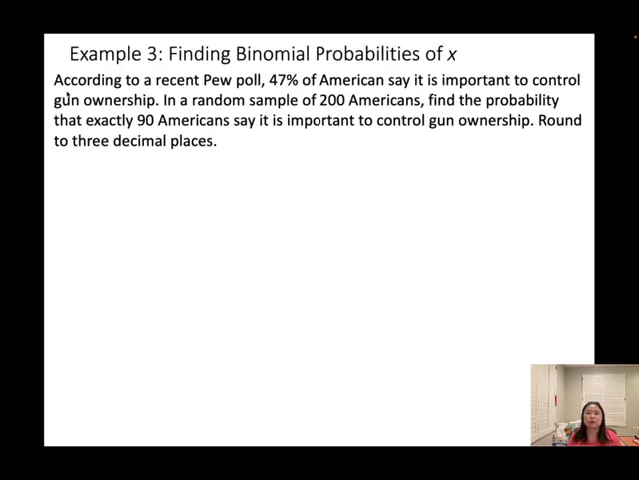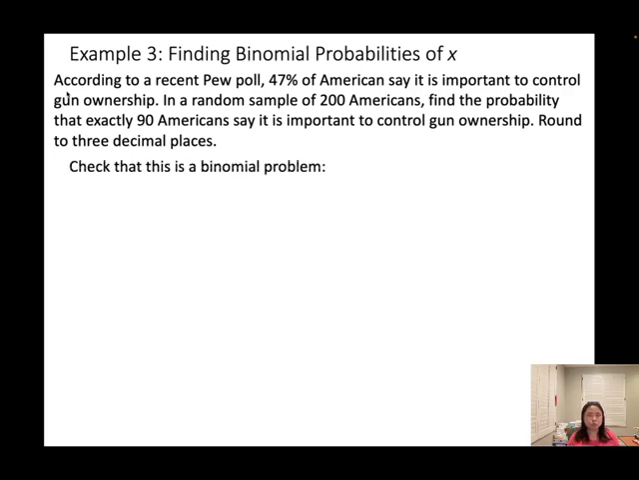Okay, example 3, finding binomial probabilities of x. According to a recent poll, 47% of Americans say it is important to control gun ownership. In a random sample of 200 Americans, find the probability that exactly 90 Americans say it is important to control gun ownership. Round to 3 decimal places.